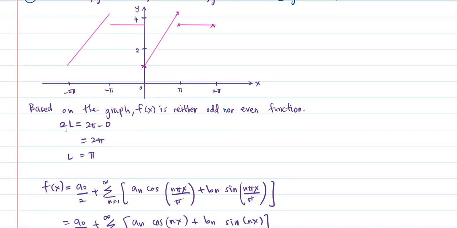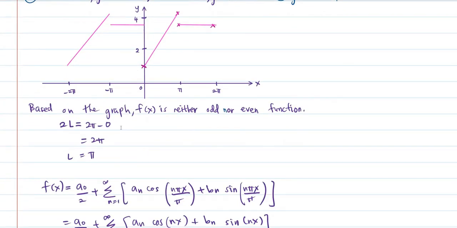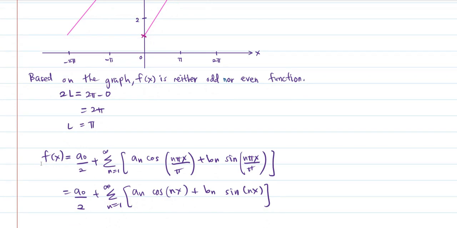Given earlier, the period is 2π. So 2L is equal to 2π minus 0, the full period is 2π, so L is equal to π. Therefore, f(x) equals a naught over 2 plus summation n from 1 to infinity of a_n cos(nπx/L) plus b_n sin(nπx/L). Here we can simplify the π, and so f(x) equals a naught over 2 plus summation n from 1 to infinity of a_n cos nx plus b_n sin nx.